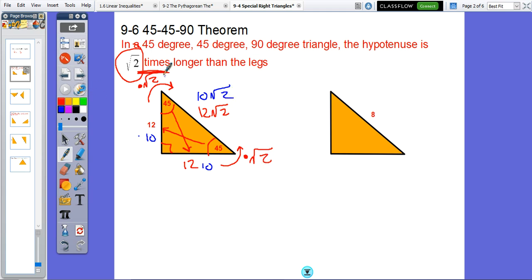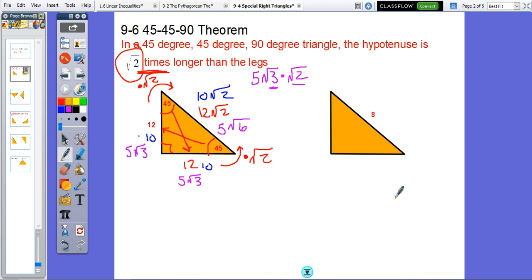What if, though, our legs have a radical answer? Let's say we have 5 radical 3 for our legs. Well, we actually have to do a little bit of math here. We're going to take that 5 radical 3 and multiply by radical 2. When you have a value with a radical and you multiply another radical to that, you're only going to multiply the radical numbers with each other. So the 5 will be left as it is, but radical 3 times radical 2 gives us radical 6. So we got 5 radical 6.